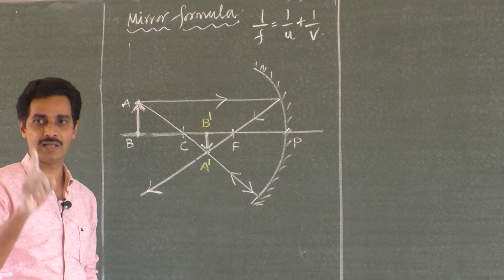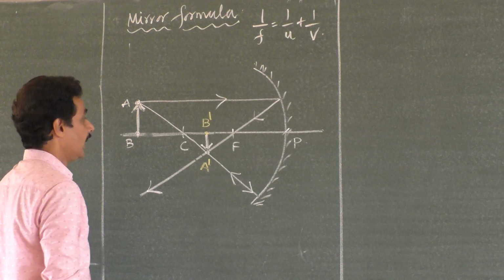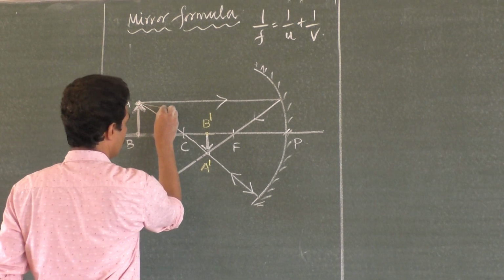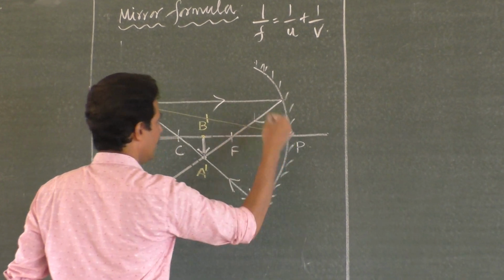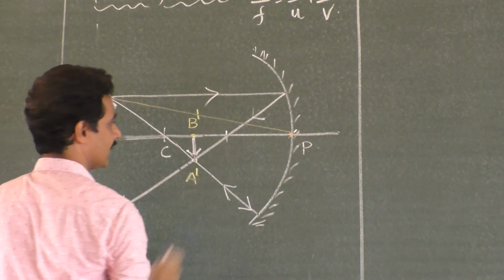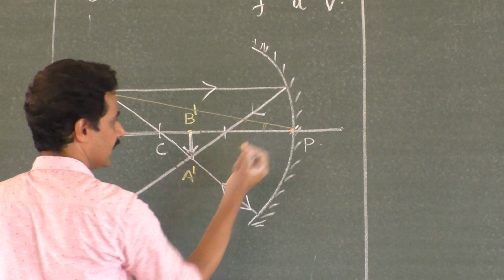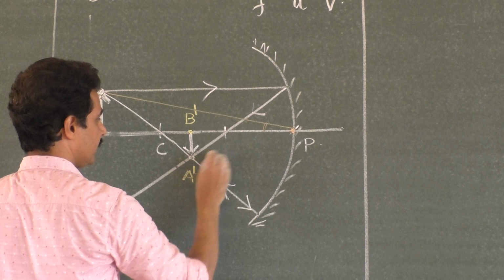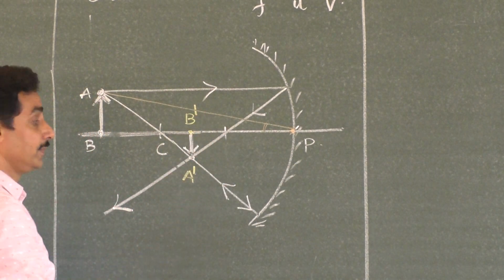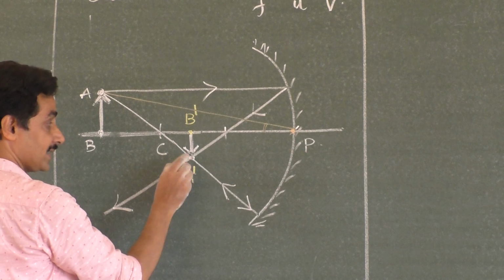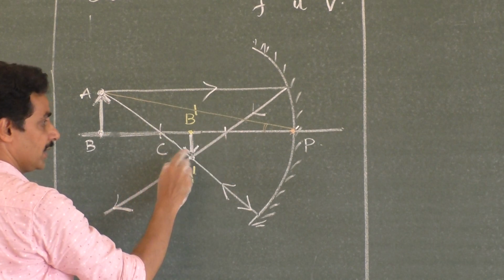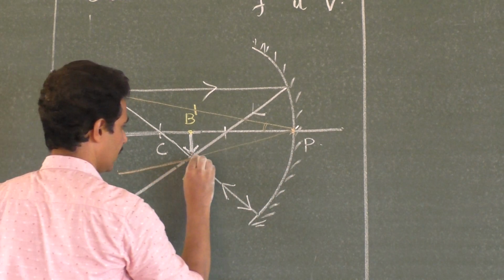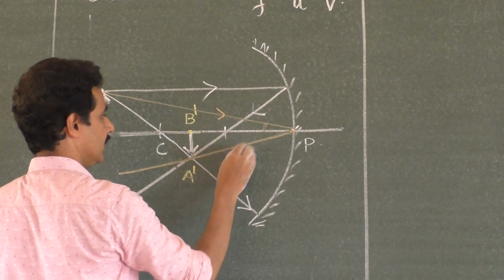For the derivation purpose, I will consider one more ray that is incident on the pole at some angle, like this. After reflection, it should pass in such a way that the angle of incidence equals the angle of reflection, because this is the normal, as it passes to the center. This is normal and it should get reflected. Of course, I choose this ray at the end because it should pass here also, because all the rays should produce the image here only. So I will take it like this. So this is the reflected ray, right? It reflects back like this.